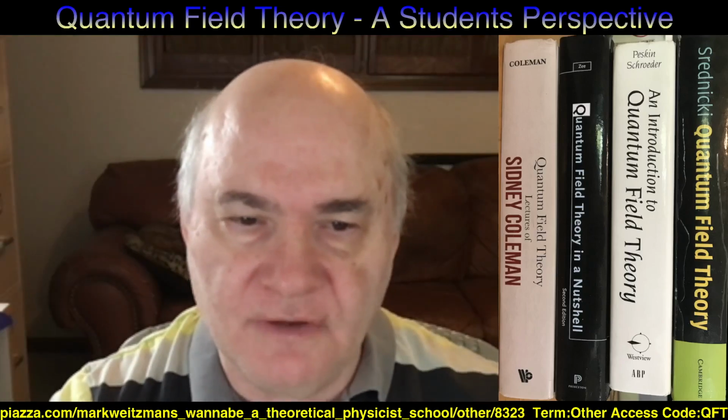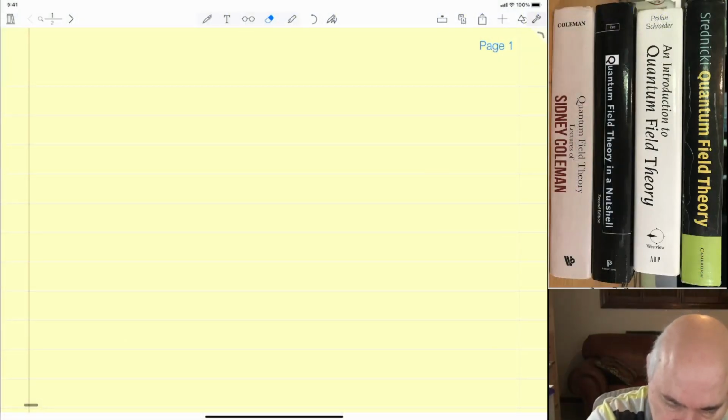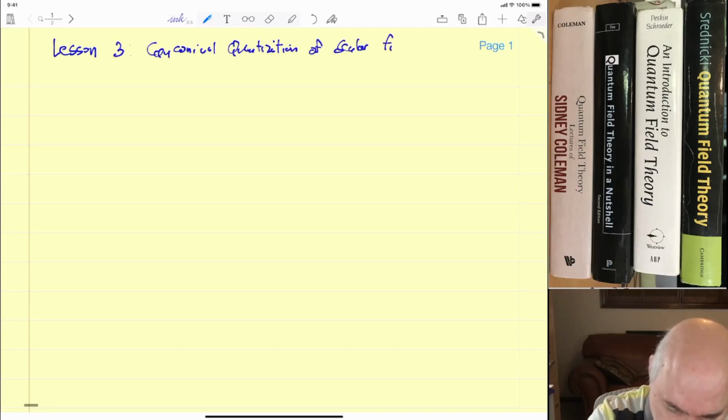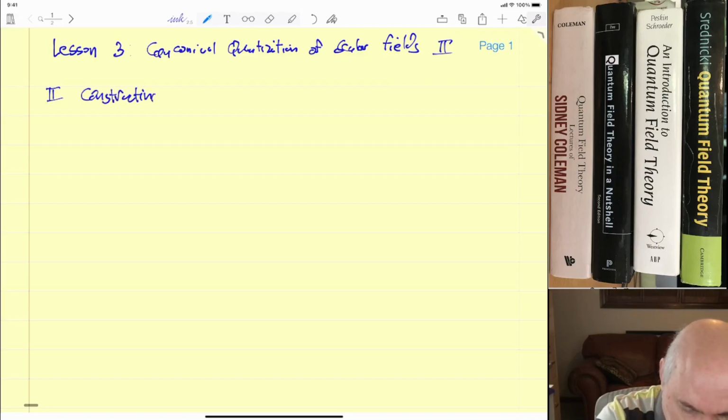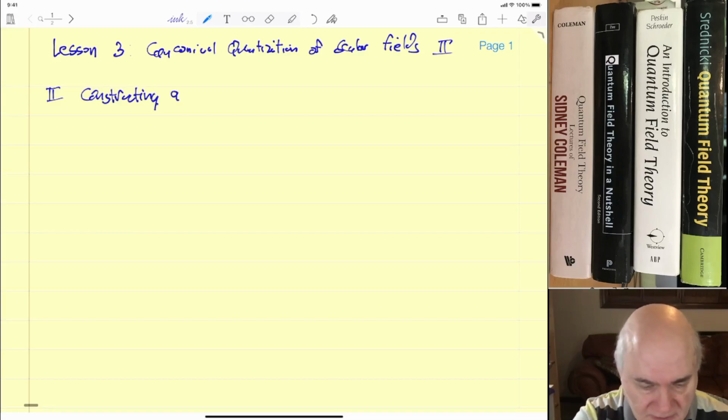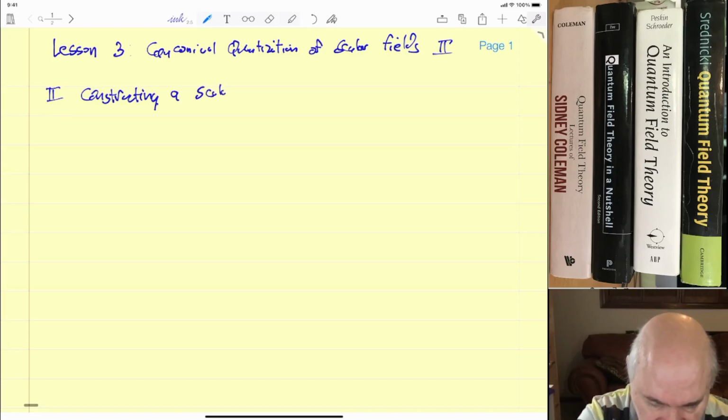At this point in time, I want to continue with lesson 3, Canonical Quantization of Scalar Fields. This is part 2. And so part 2 is constructing a scalar quantum field.